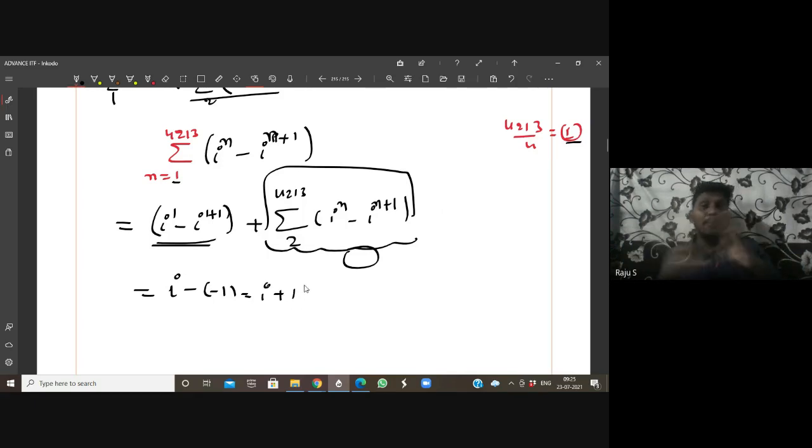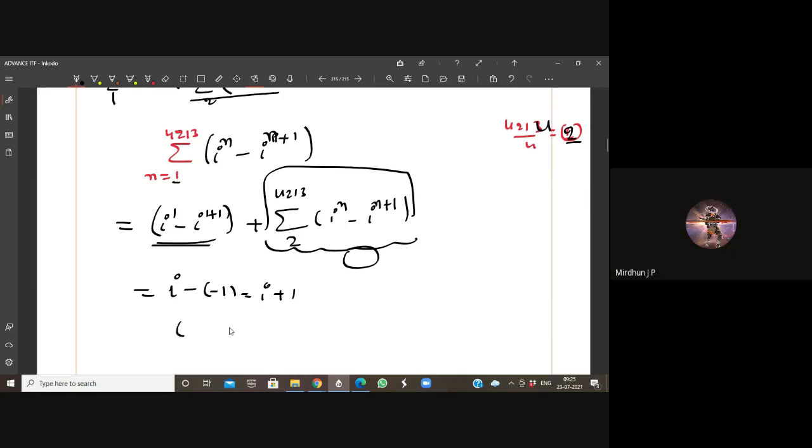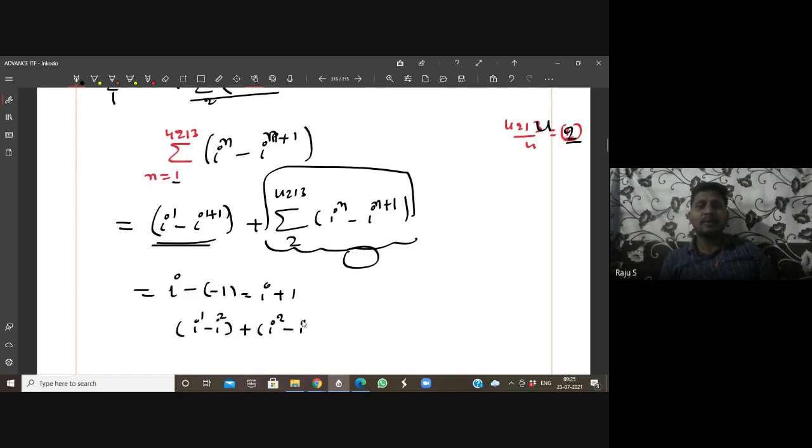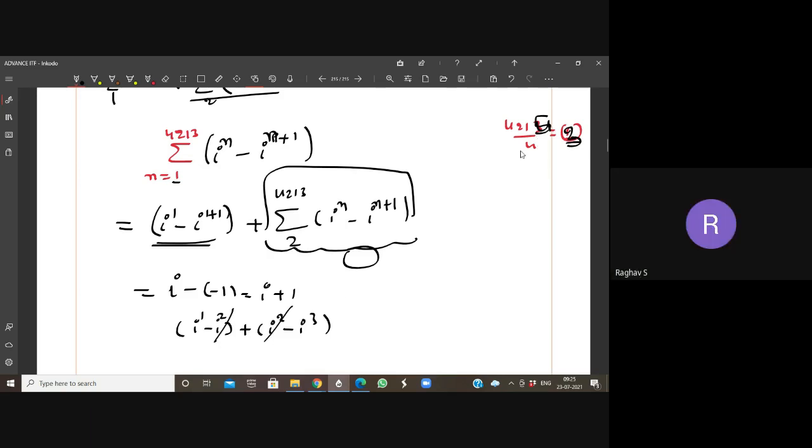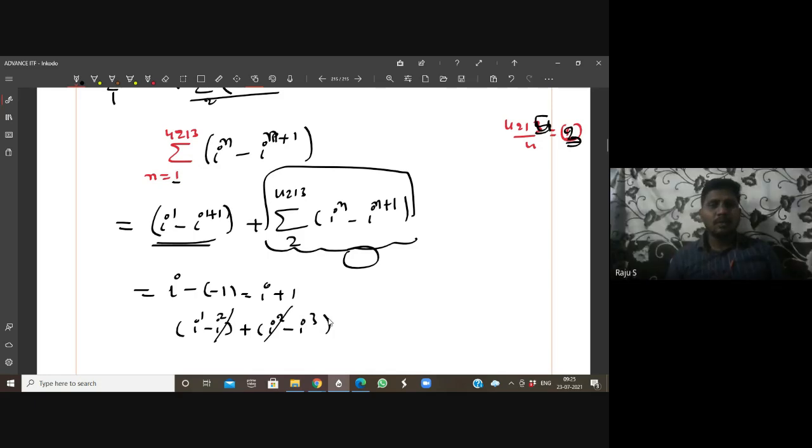The answer depends on the remainder. In case the remainder you are getting is 2, if I take 4n+1 to 4n+3 instead of that, or 4n+1 to 4n+4, remainder 2 means in that case you can substitute the first two terms: i power 1 minus i power 2 plus i power 3 minus i power 1, like that. Understand? For remainder 2, just simply substitute n is equal to 1.